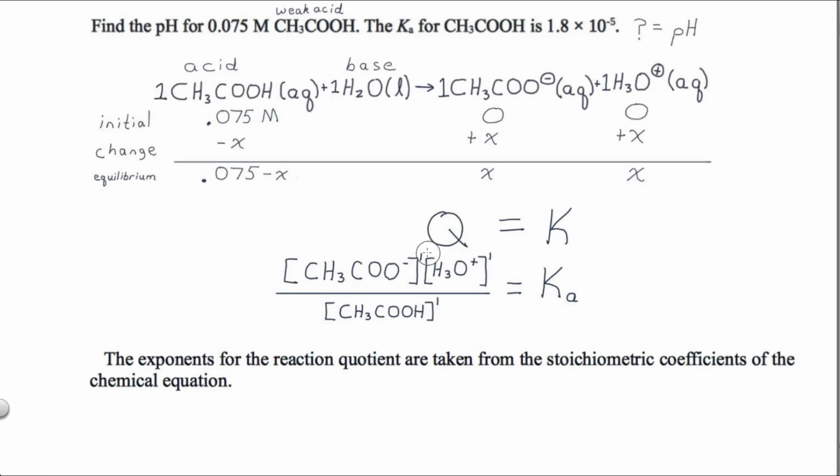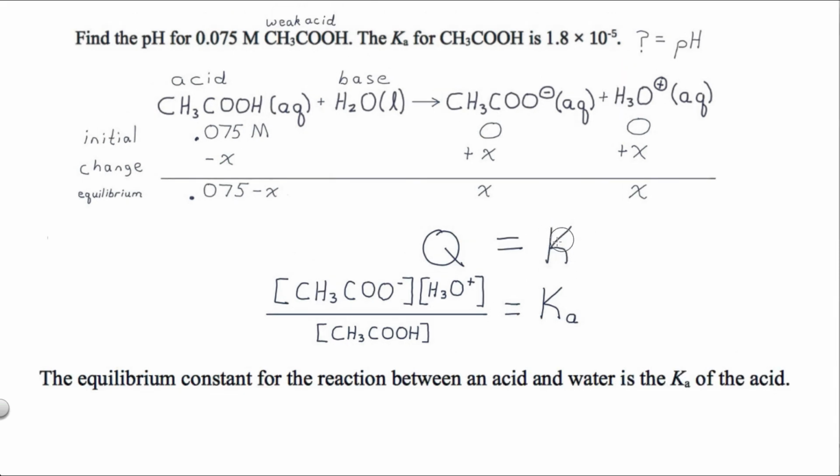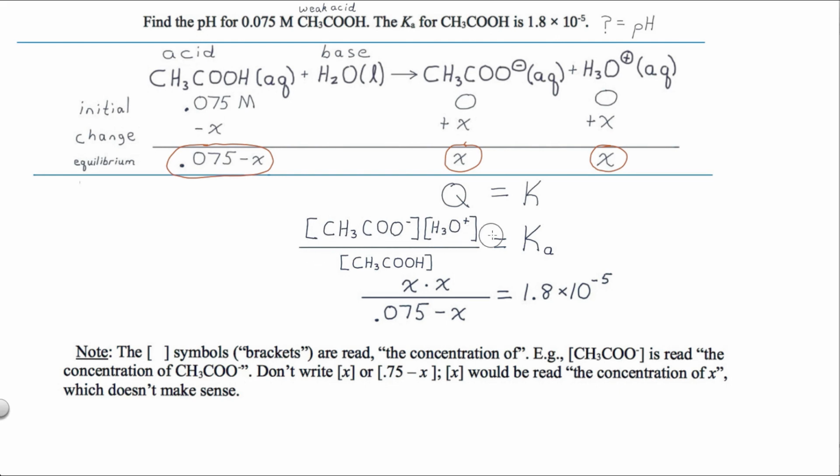All the exponents in this particular reaction quotient are 1, because all the stoichiometric coefficients in this particular chemical reaction are 1. The equilibrium constant for the reaction between an acid and water is the Ka of the acid. Now we plug specifics into this equation. From the last row of our table, we know that the equilibrium concentration of CH3COO- is X. The equilibrium concentration of H3O+ is also X. And the equilibrium concentration of the acid is 0.075 minus X.